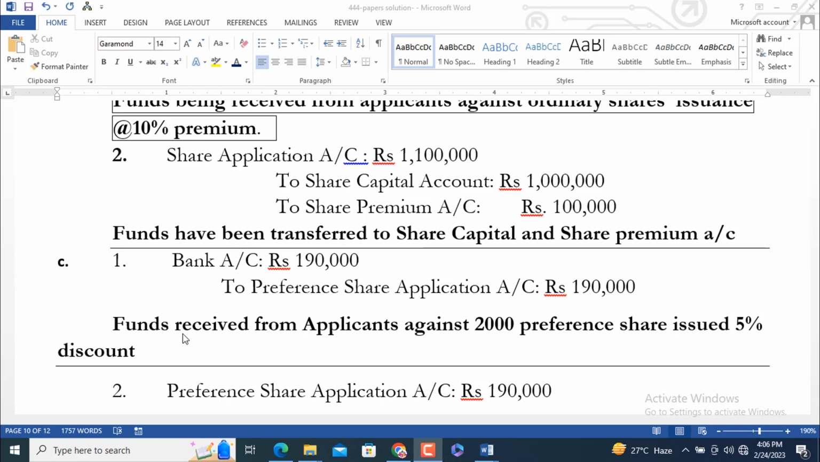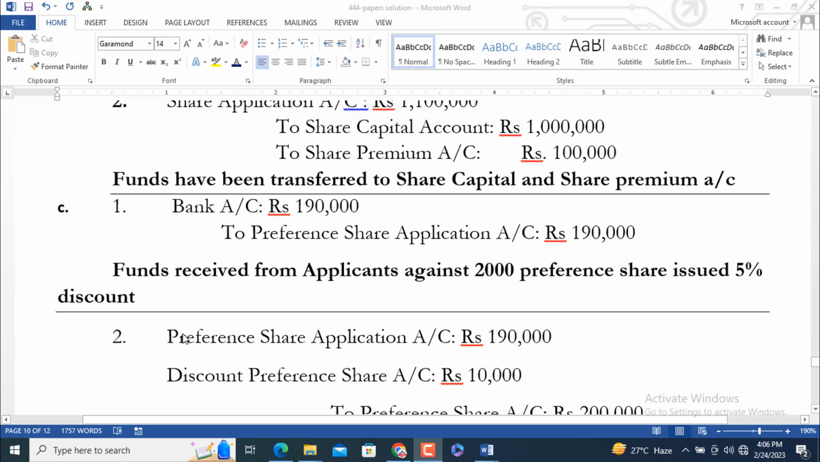Now in the third transaction again we are issuing the preferred shares at 5% discount. In transaction A, we are going to float the preferred shares at par value, but it is now less than its par value. 5% discount means 100 minus 5 is equal to 95. So this is a transaction. You will replace this bank account with the word cash account.